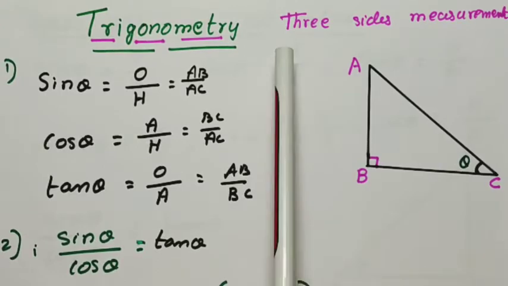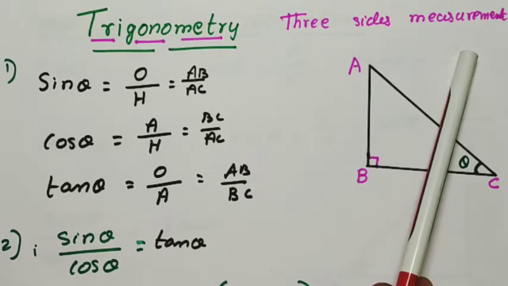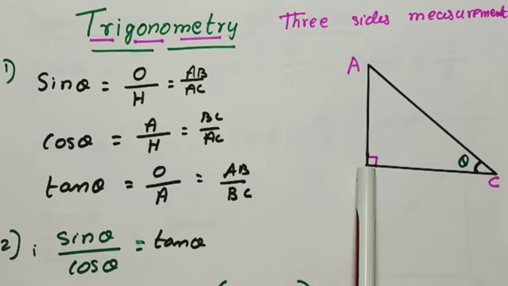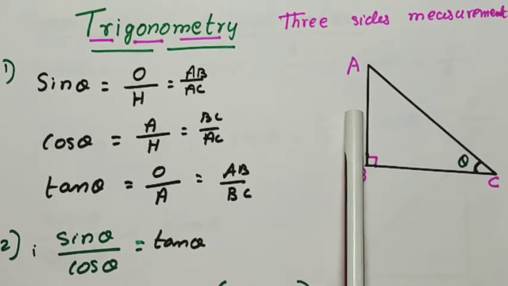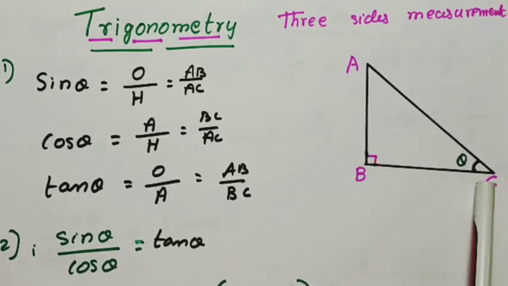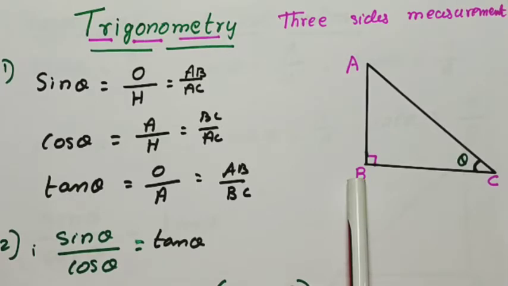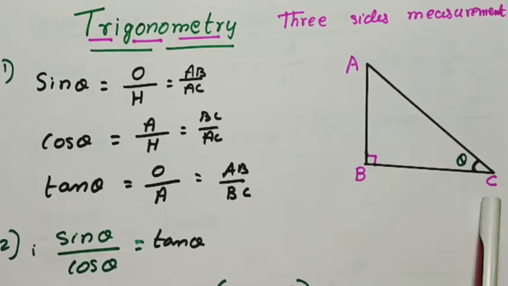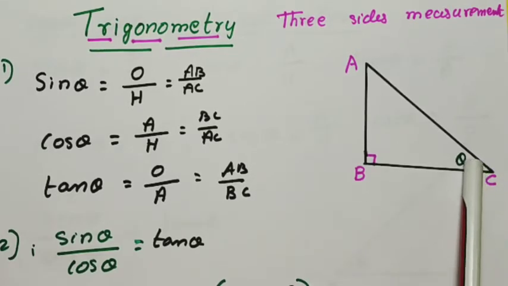Trigonometry means three-sided measurement. Yes, trigonometry is applied in right angle triangles. So let us see, this is a right angle triangle in which angle B is 90 degrees and angle A and angle C are acute angles. So here we consider one of the acute angles, that is angle C, which is theta. Yes, so theta is angle C. Now we can apply trigonometrical ratios.